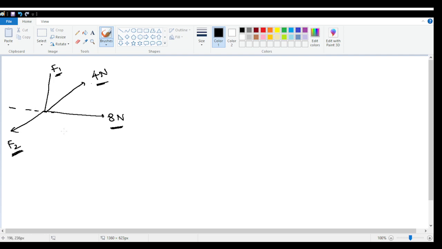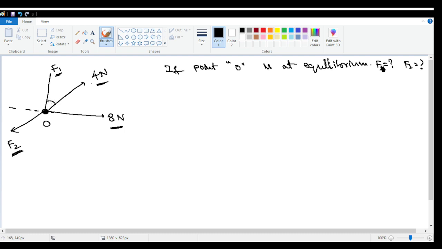Now we are applying Newton's first law. If the object is at equilibrium, let me take the point O at equilibrium. They are asking: if point O is at equilibrium, what are the F1 value and F2 value? F1 is equal to question mark, and F2 is also a question mark.